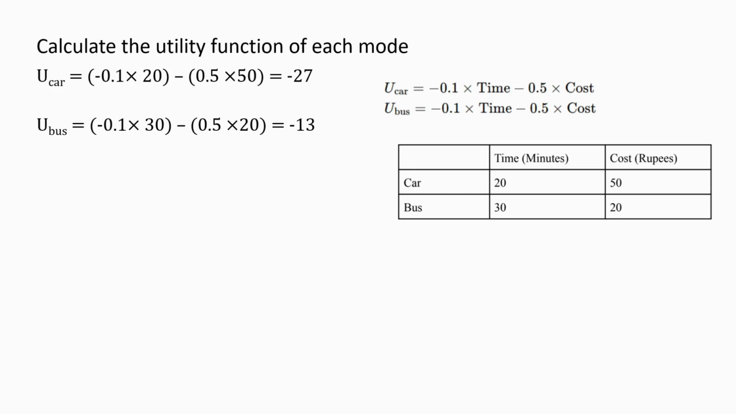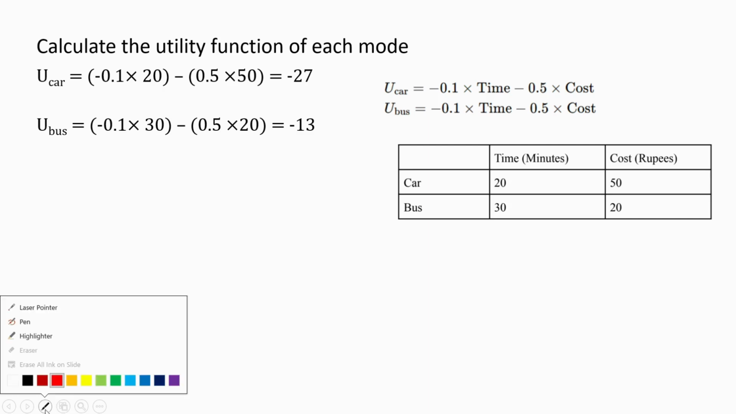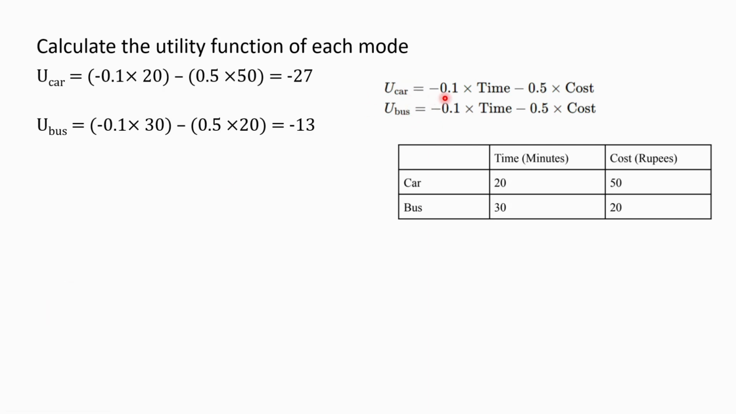In the logit model, first you have to calculate the utility function for each mode. The equation of the utility function will be given to you. You don't have to learn it by heart, okay? It will be given to you. So the utility function of car is minus 0.1 into time of the car, which is 20 minutes, minus 0.5 into cost of the car, which is 50. So minus 0.1 into 20 minus 0.5 into 50, which is minus 27. And for bus, you have minus 0.1 into 30 minus 0.5 into 20, which is minus 13.